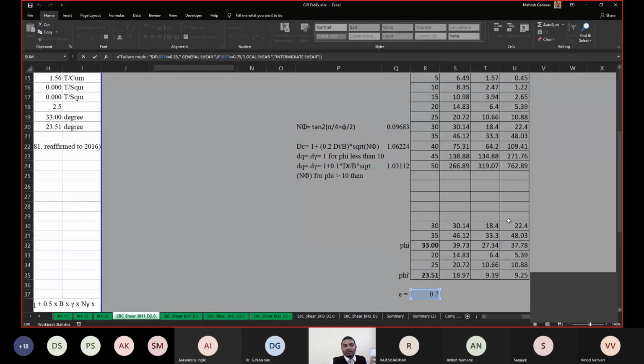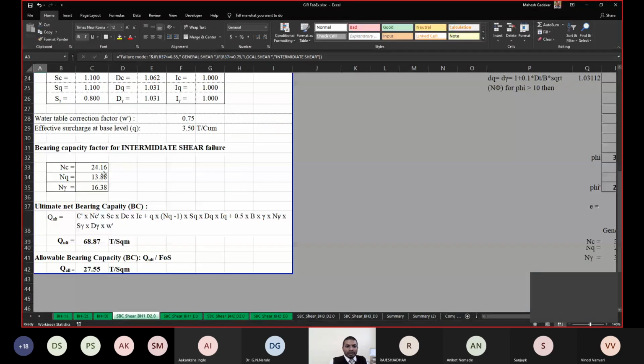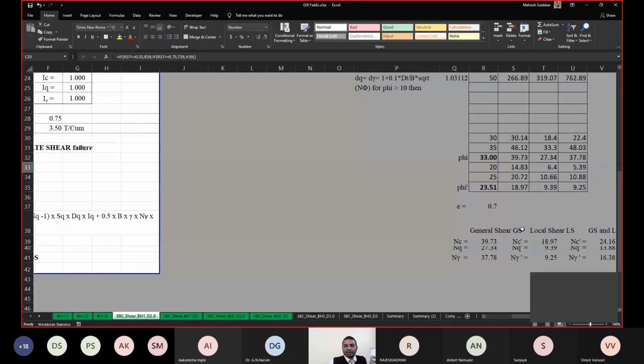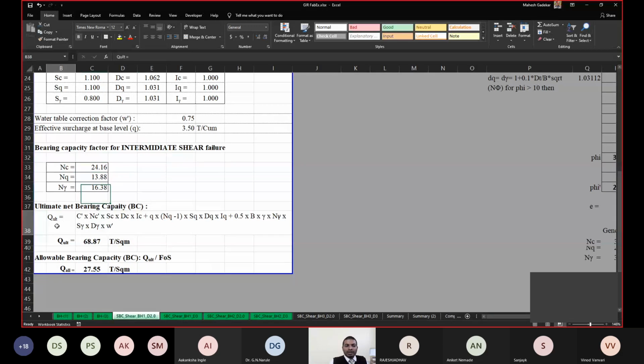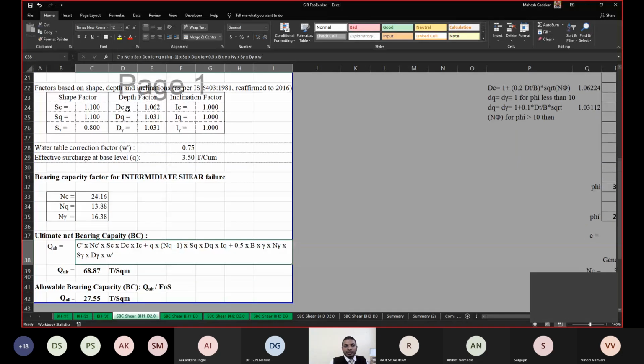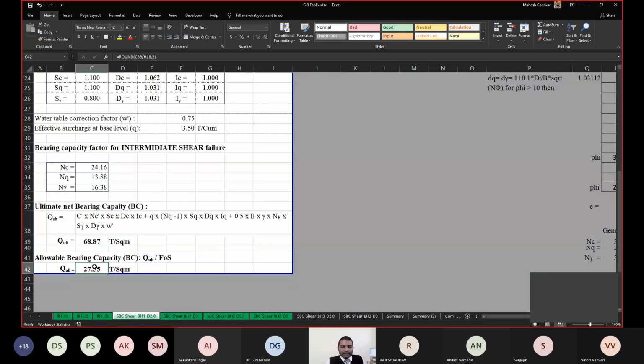Based on that E value, I have identified the type of shear failure, and based on the type of failure, the factors NC, NQ, and N gamma can be determined. Those values I have already determined and chosen based on the type of failure. Finally, your formula is already suggested. Once you have these values SC, SQ, S gamma, DC, DQ, D gamma, and IC, IQ, I gamma, and NC, NQ, and N gamma, you can find out the ultimate bearing capacity, and thus you may find the bearing capacity of that soil.